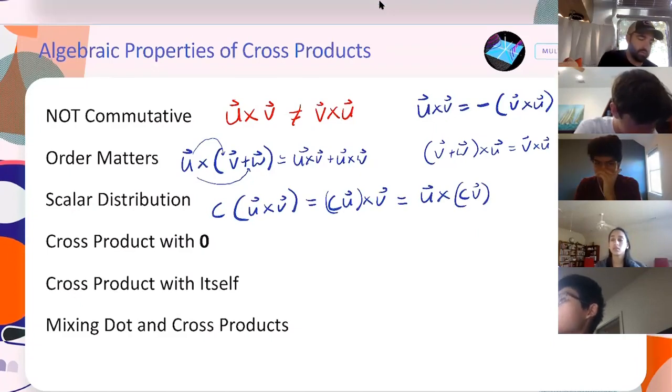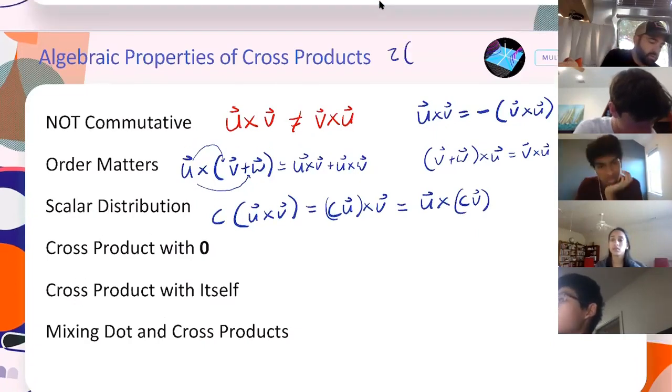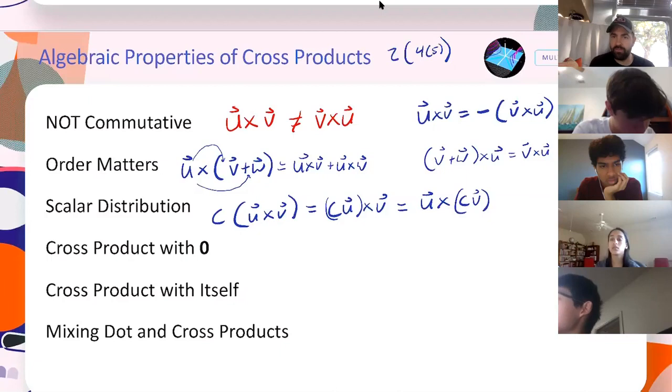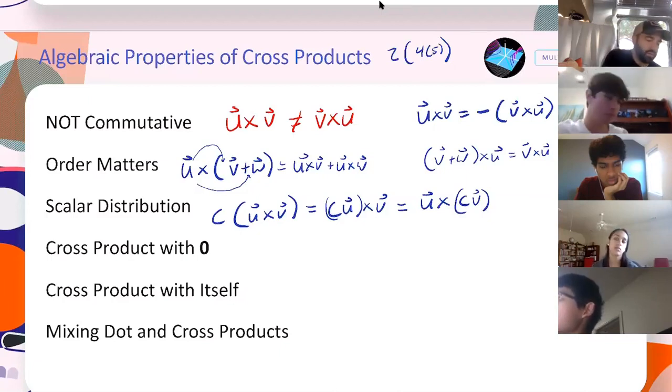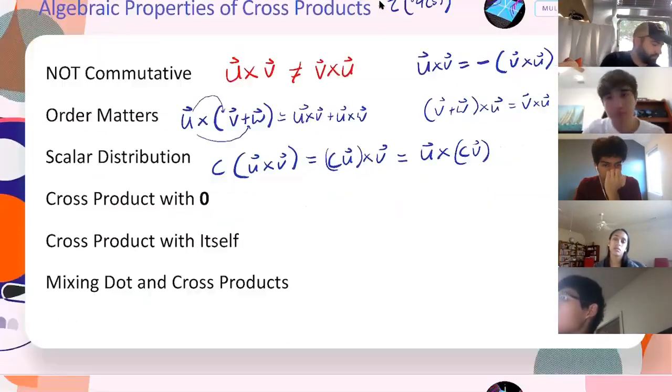Okay, again, think with normal arithmetic. If I had 2 times 4 times 5, that's either 8 times 5 or 4 times 10. It's not 8 times 10. I wouldn't want to distribute the 2 twice. You just do it to one of them.